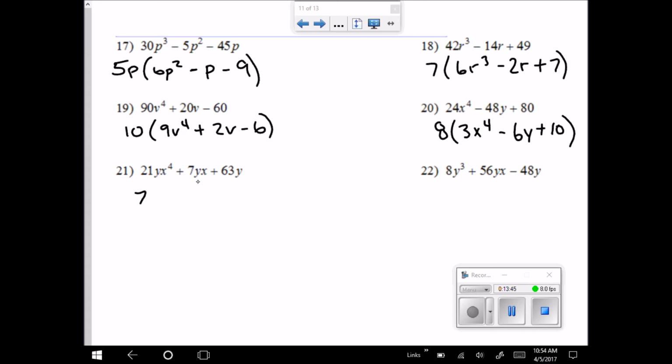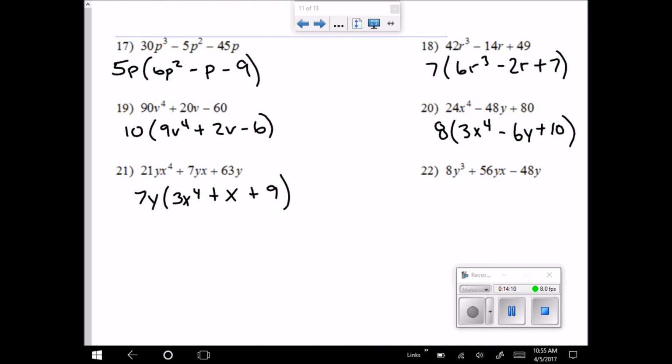But then we also have y's in all of these that we can factor out. So 21y x to the 4th, we're going to end up with 3x to the 4th. 7 divided by 7, that cancels, and y divided by y, that cancels, so we're just left with an x. And then 63 divided by 7 is 9, y divided by y is done. So there we go. That one was probably kind of tricky. We haven't seen that yet.